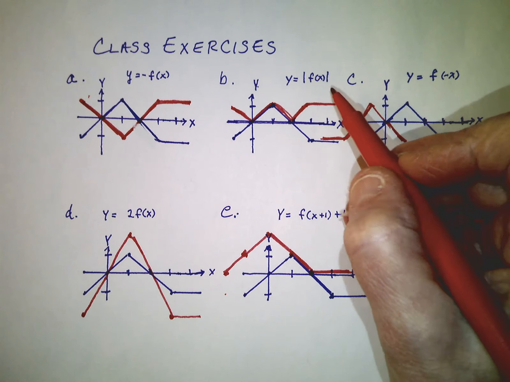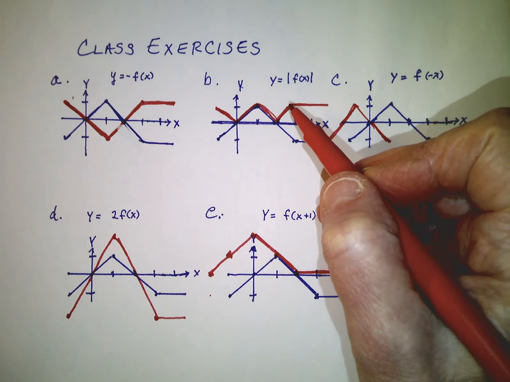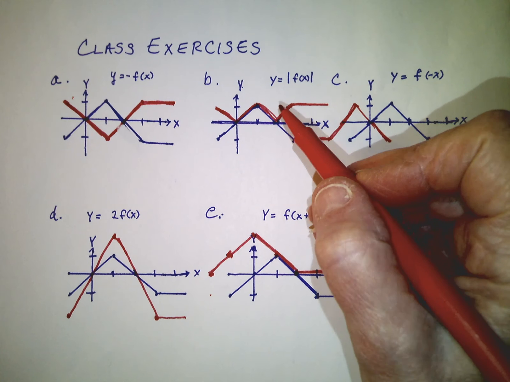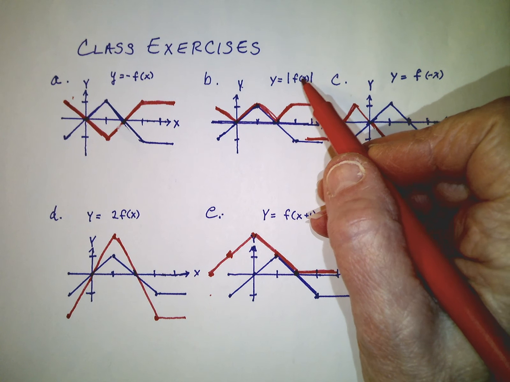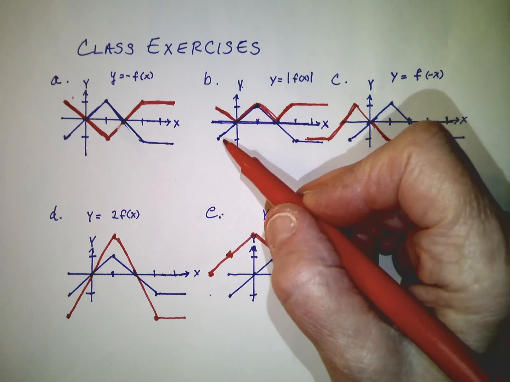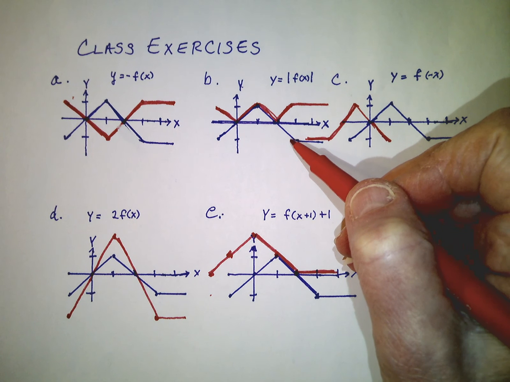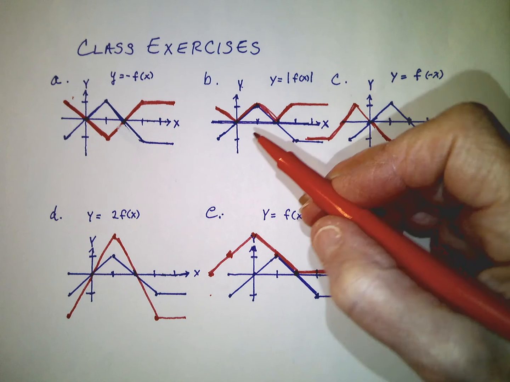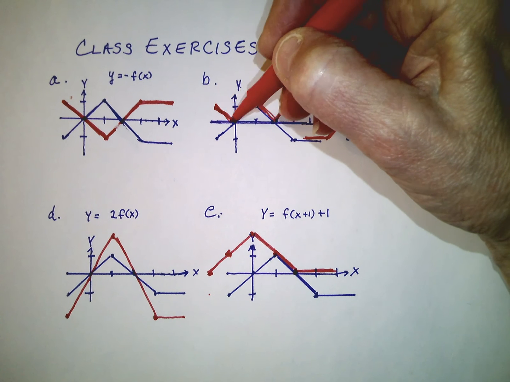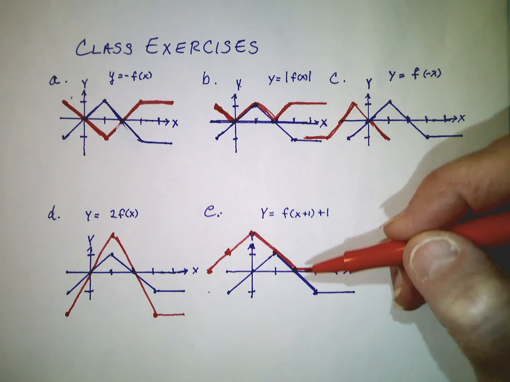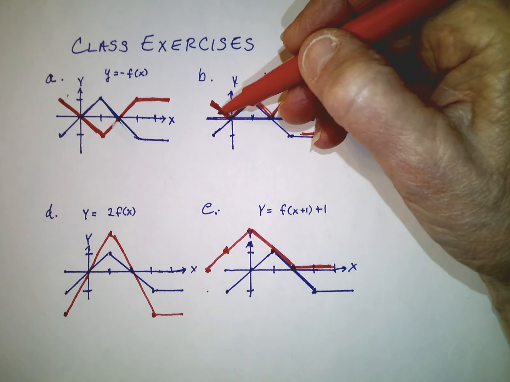For the second one, take the absolute value of whatever y is. So if y is positive, it just stays the same thing. If y is 0, it stays the same thing. But if the y's are negative, then we take their opposites. So here, the original y was negative 1. It's going to have to reflect up. All of these reflect up to be positive values.